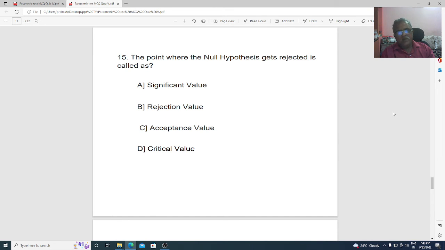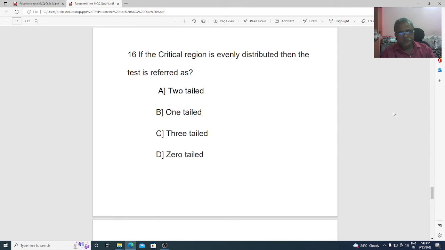Question number 15. The point where the null hypothesis gets rejected is called as a significance value, rejection value, acceptance value, critical value. The correct option is critical value. Question 16. If the critical region is evenly distributed, then the test referred as option A, two-tailed, option B, one-tailed, option C, three-tailed, option D, zero-tailed. The correct option is option A, two-tailed.